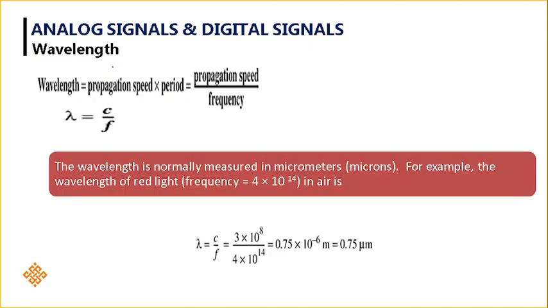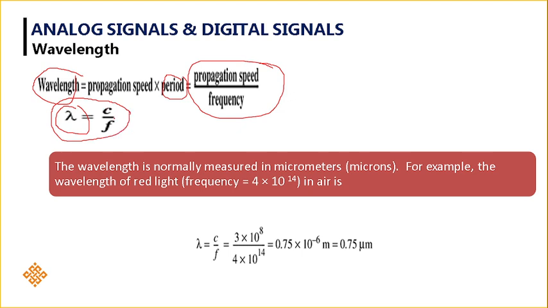So here is the formula. If you want to find the wavelength, it is always propagation speed times period. We already know that period is nothing but time, which is 1 by f. So that's what I am writing here, speed divided by frequency, because period is the reciprocal of frequency. Normally this wavelength is represented by lambda, which is c by f, where c is the speed and f is the frequency. So you can calculate the wavelength of the signal with the help of this formula.